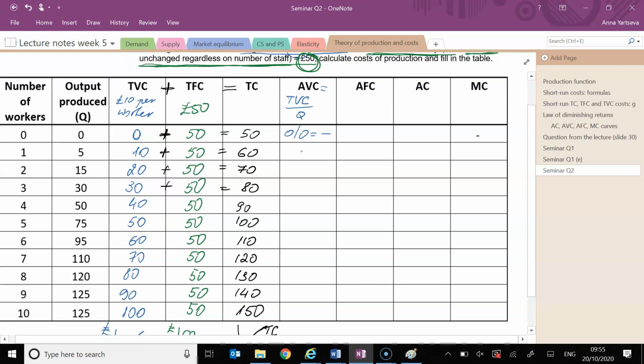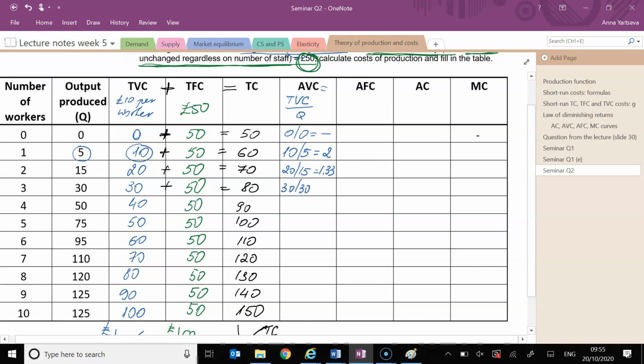Next, average variable cost when output is 5. We've spent 10 pounds, total variable cost is 10, in order to produce 5 units of output. Right? 10 divided by 5 is going to be equal to 2. Next, we've spent 20 pounds variable cost to produce 15 units. Pay attention, we don't divide by number of workers, we divide by level of output. We calculate cost per unit of output, not cost per worker. Right? So 20 pounds spent to produce 15 units, 20 divided by 15, is equal to 1.33.